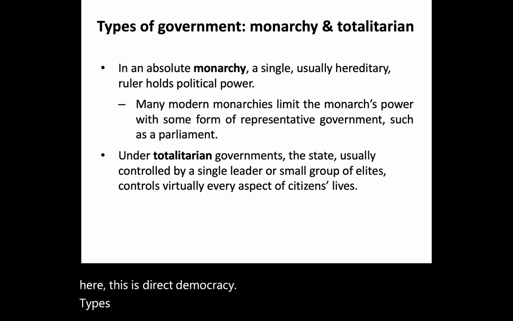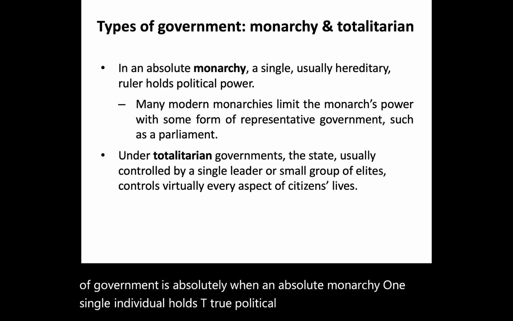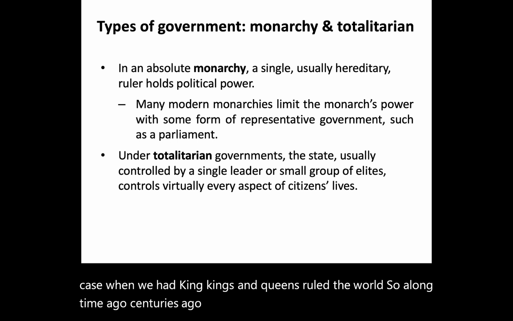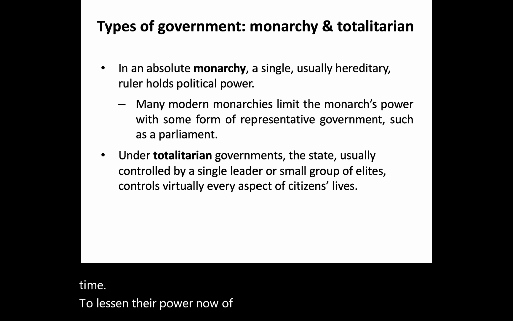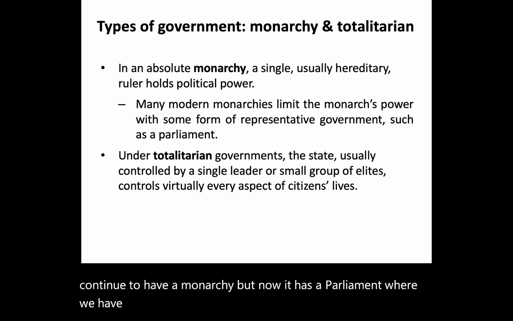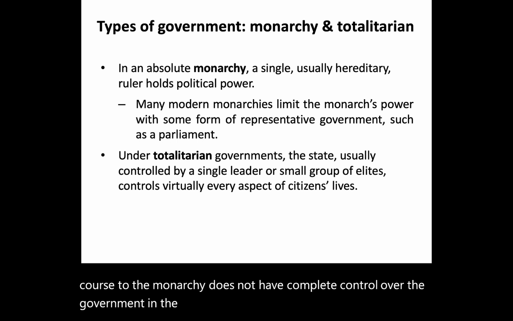Types of government: monarchy and totalitarianism. Another form of government is the absolute monarchy, where one single individual holds the true political power. This used to be the case when kings and queens ruled the world. Centuries ago, Great Britain had a monarchy in which the king controlled everything, and that changed over time to lessen their power. Now Great Britain continues to have a monarchy, but it also has a parliament of elected officials that represent the individuals. The monarchy does not have complete control over the government in the United Kingdom.